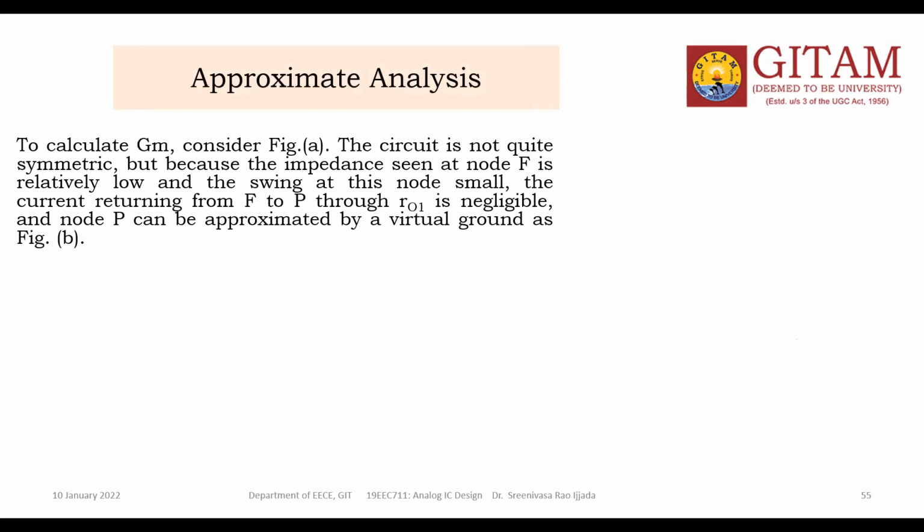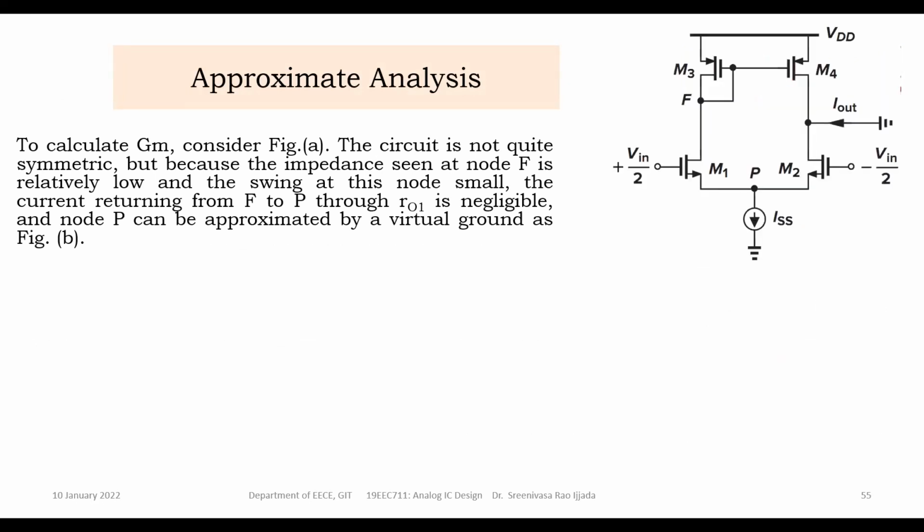The circuit is quite symmetric, but because the impedance seen at the node F is relatively low and the swing at this node is small, the current returning from F to P through R01 is negligible, and node P can be approximated by a virtual ground as this one. See, this is the picture. Same picture.